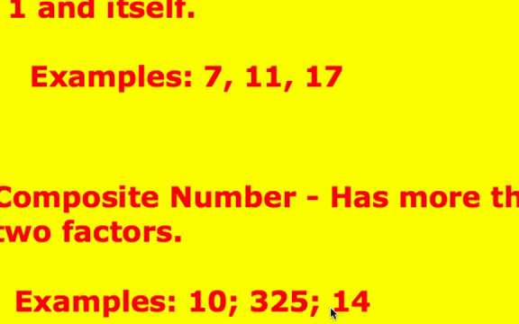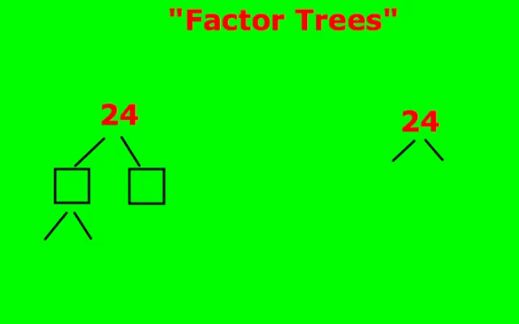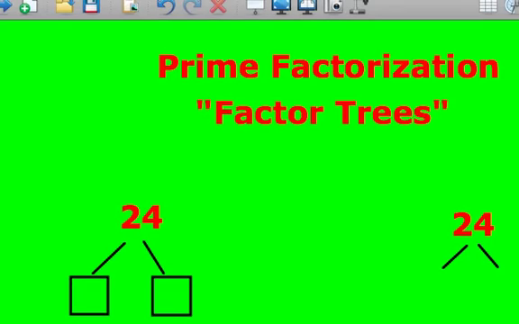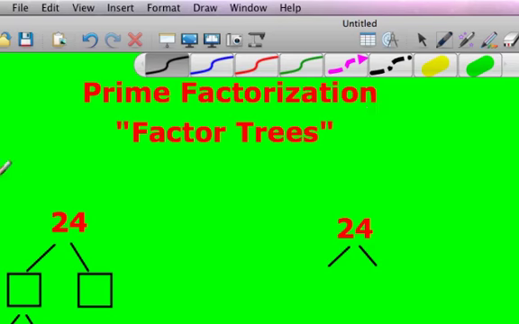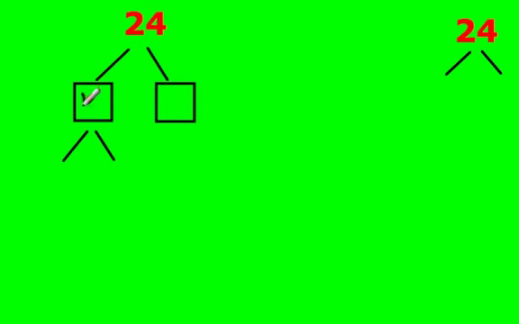It's a composite number. Now, when we have prime factorization, or as we like to say in math sometimes, factor trees, all we're doing is we're breaking up a number like 24 into a bunch of smaller factors that are all prime numbers. And we're going to get a product out of that. So the number 24, if we were to break that up, we could say 12 times 2 is 24. And 2 is a prime number, so I'm just going to circle that. That way I know I'm done with that.